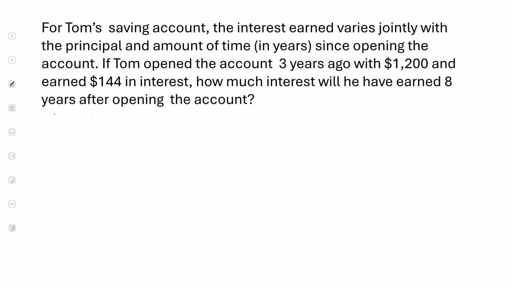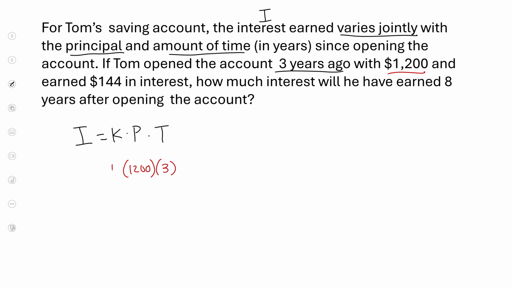Next problem. For Tom's savings account, the interest, I'll put I, interest varies jointly. So I'm going to have K times 2 variables times the principal amount and time. So that's your formula. Time is in years since opening the account. If Tom opened the account 3 years ago, so for time, I'm going to put 3 with 1,200. That's how much he started with. That's your principal. You don't know K. And the interest, he earned $144 in interest.